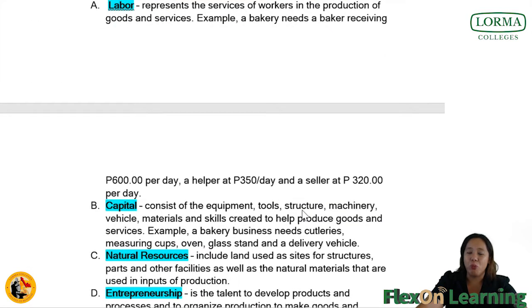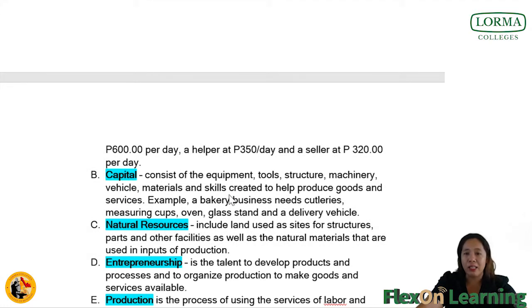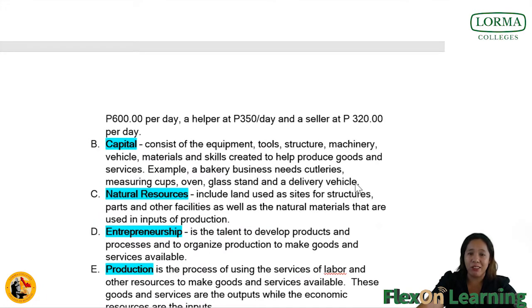We spend for this cost, so we call it labor cost, like 600 pesos per day or 350 pesos per day. We have to pay them. Another is capital. Capital is not only money, but also equipment, tools, structures, machinery, vehicles, materials, and skills created to help produce goods and services. If you want to create a bakery business, then you need cutleries, measuring cups, an oven, a glass stand, and a delivery vehicle.